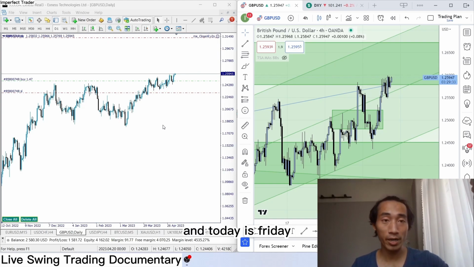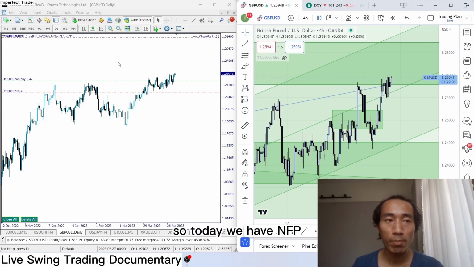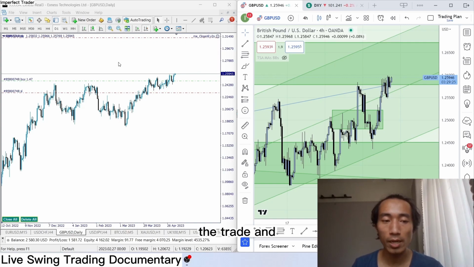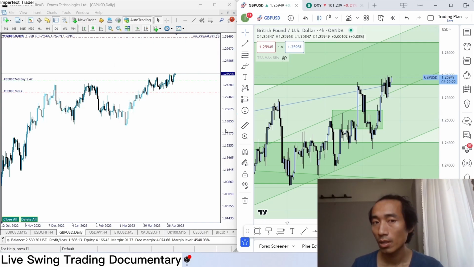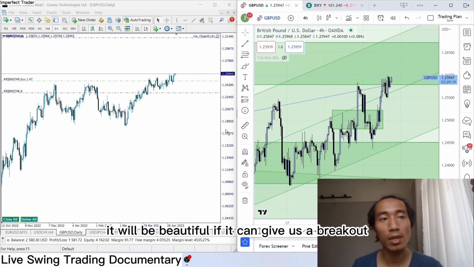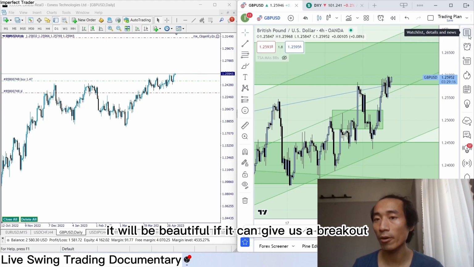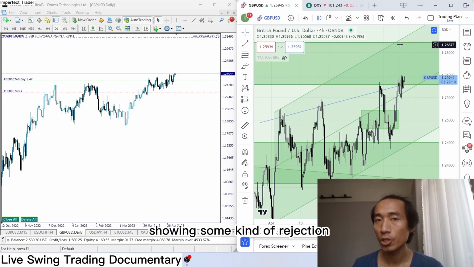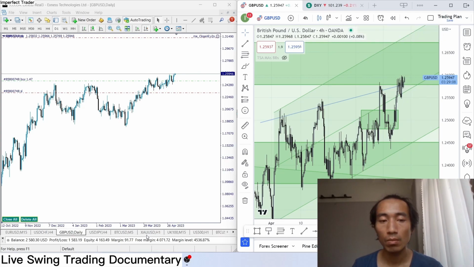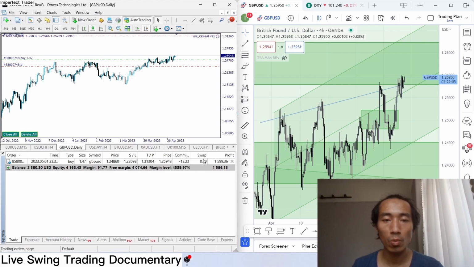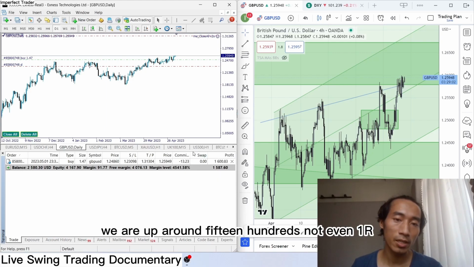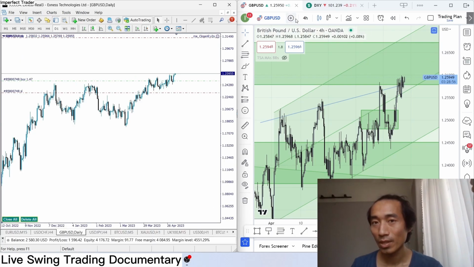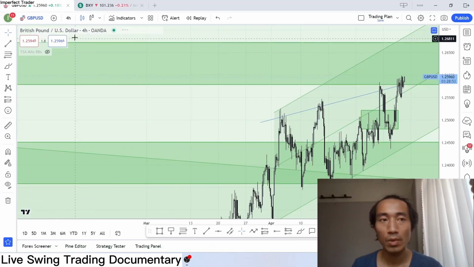And today is Friday. So today we have a non-farm payroll, and I am expecting that the news will spill the trade, and it will be beautiful if it actually gives us a breakout, or probably trade up here and showing some kind of rejection. So let me show you, we are up around 1500, not even 1 hour. So let's go to TradingView.